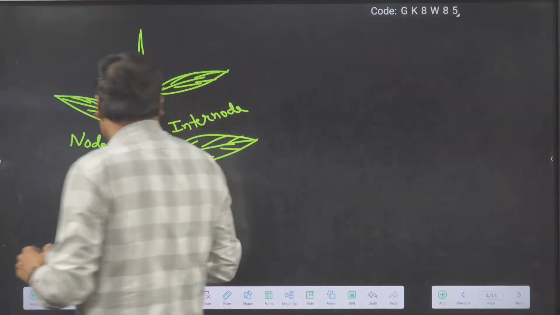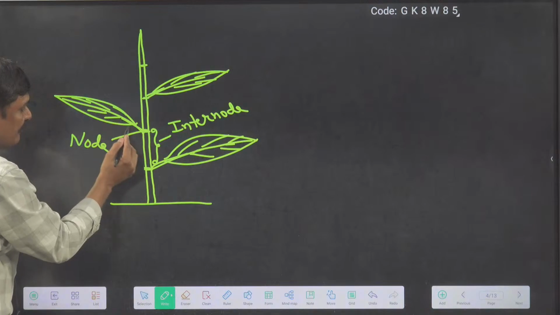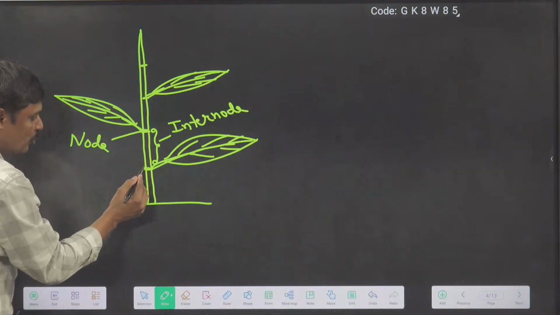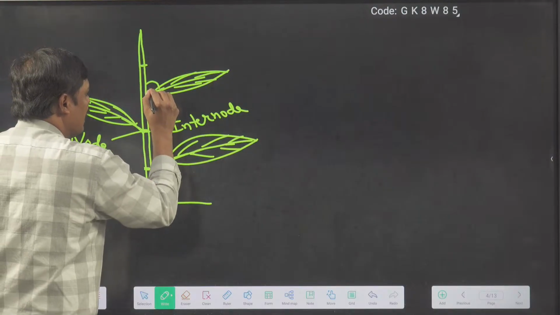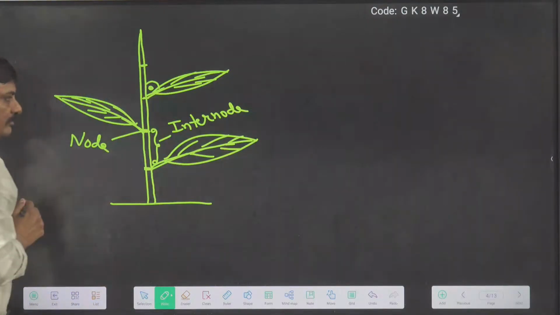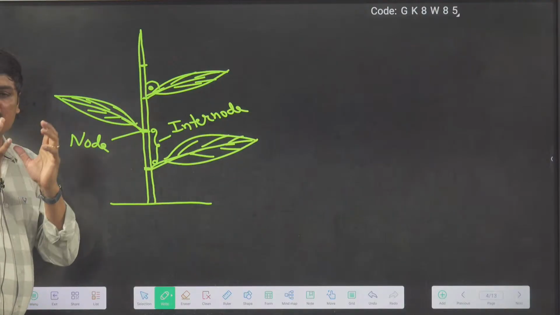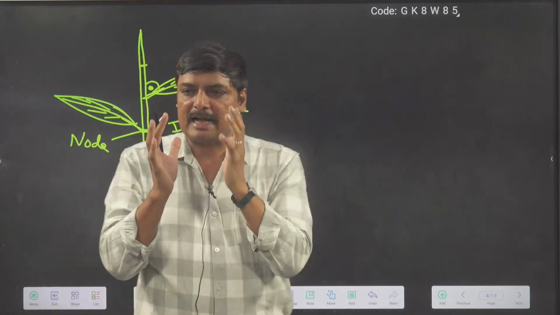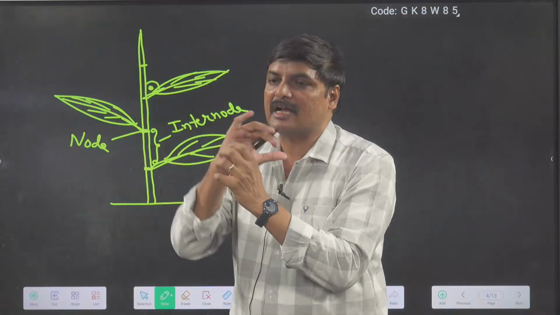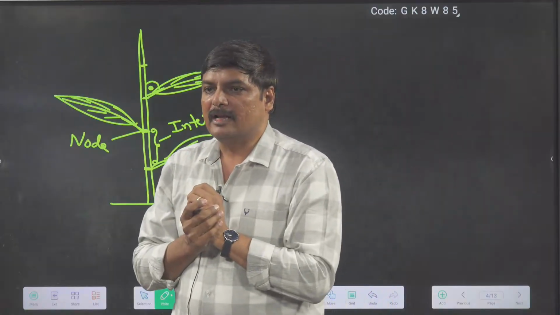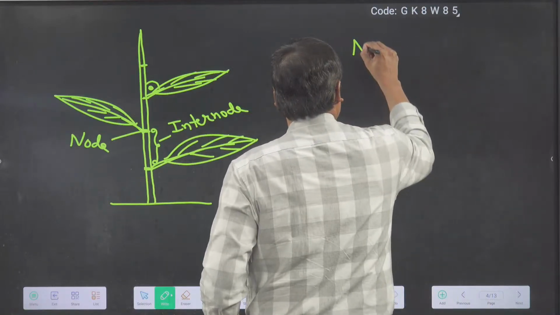Okay? Now, so the stem is divided into nodes and internodes. A node is a place where leaf arises. The distance between the two nodes is called internode, and the angle between the stem and the leaf is called axil. The axil contains axillary buds. Then what is a bud? A bud is a condensed, immature, growing structure covered by leaf-like structures.